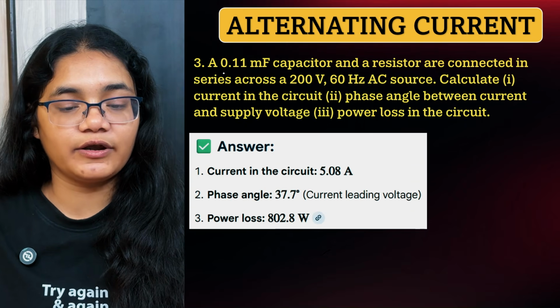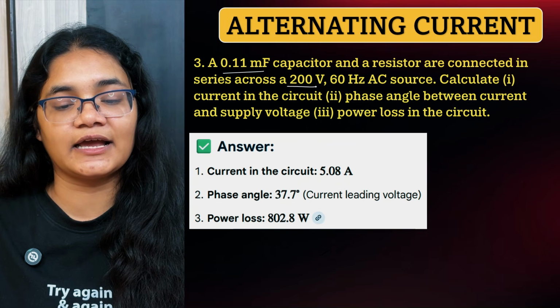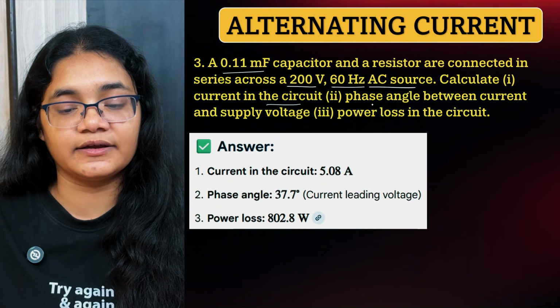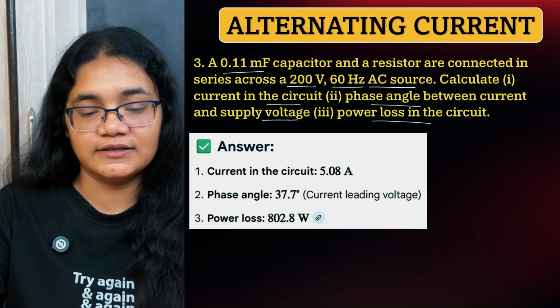Next, we have a 0.11 millifarad capacitor and a resistor connected in series across a 200 volt and 60 Hz AC source. Calculate the current in the circuit, the phase angle between the current and the supply voltage, and the power loss in the circuit.